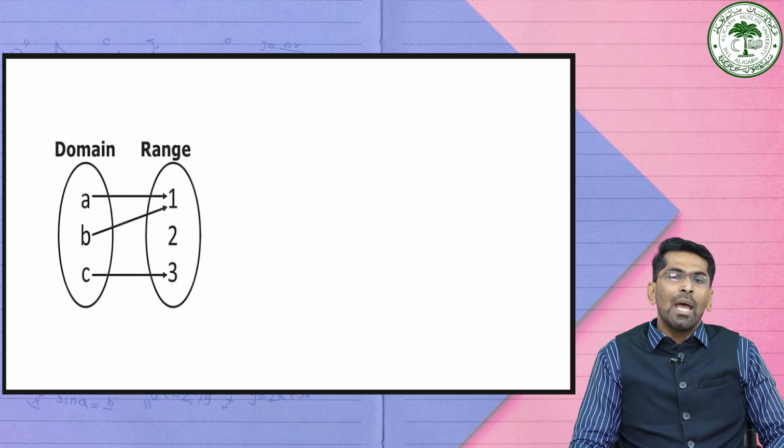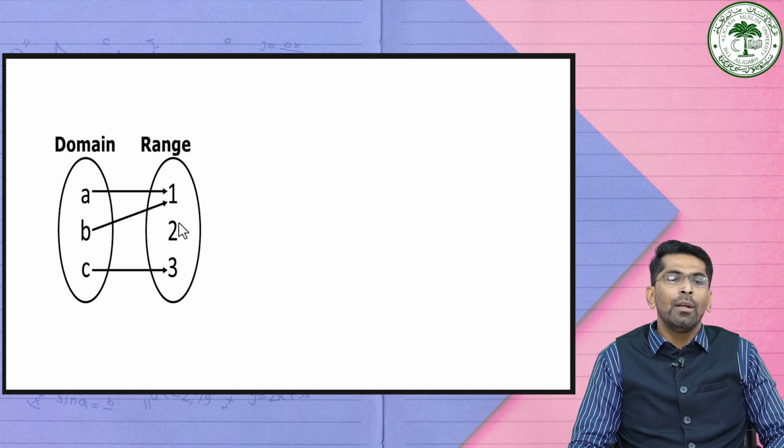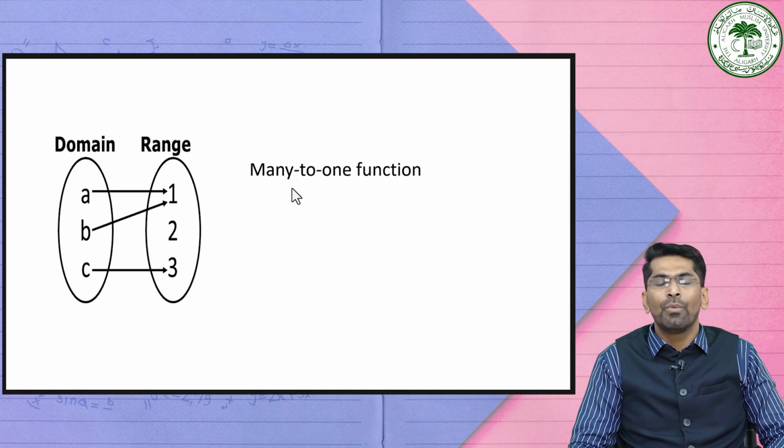Now we have another mapping. Here the domain and range are given. A, B, C are the elements in the domain and 1, 2, 3 are the elements in the range. Two elements in the domain, that is A and B, share a common element in the range, that is 1. So it is a many-to-one function, because C also has a pair in the range.